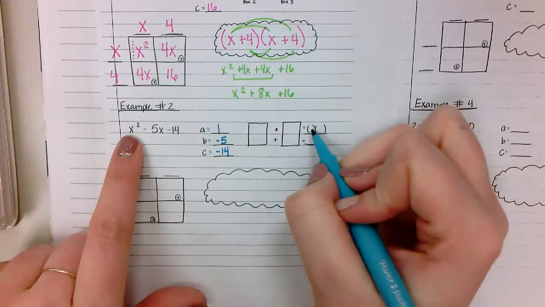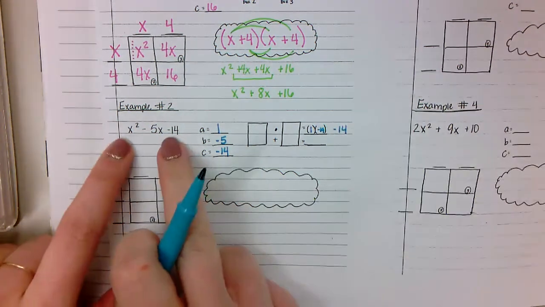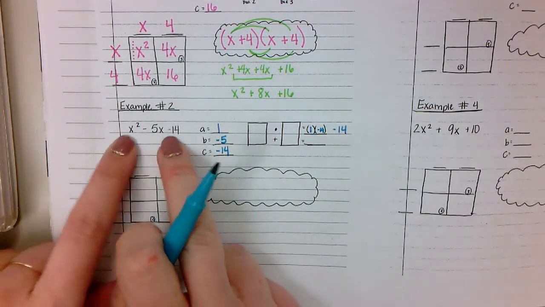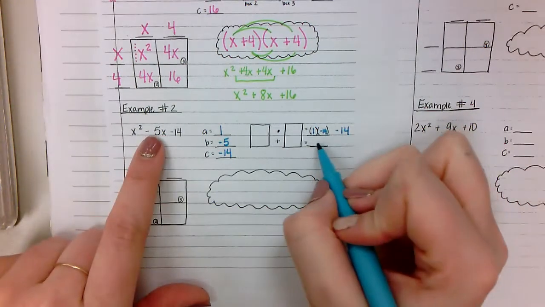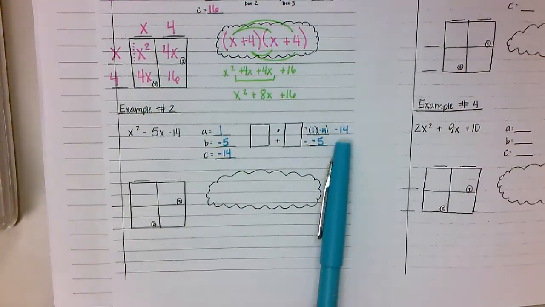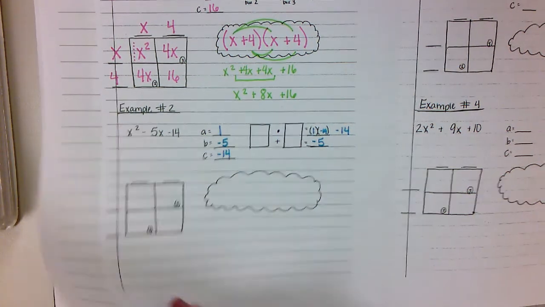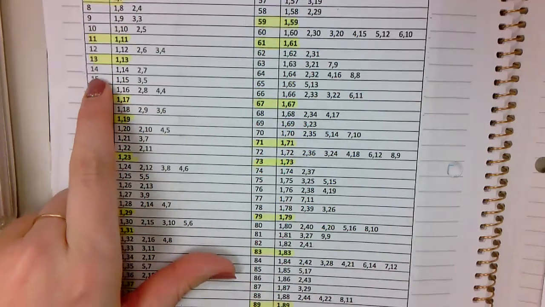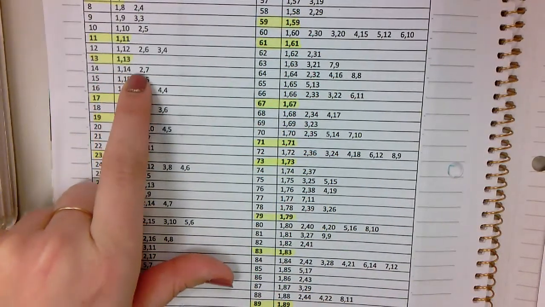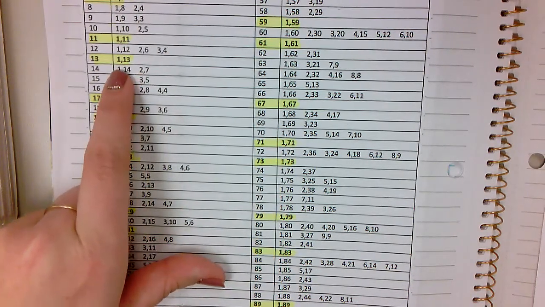So I need to think of a number that can multiply to give me negative 14, right? My a and c values multiplied together. And I need to think of a number that's going to add up to give me negative 5. So it needs to multiply to give me negative 14. Let's go to our factor sheet and let's look at 14. The factors of 14 are 1 times 14 and 2 times 7. These are the only 2 sets of numbers that will multiply to give me 14.